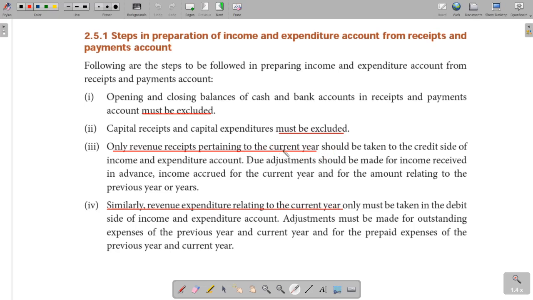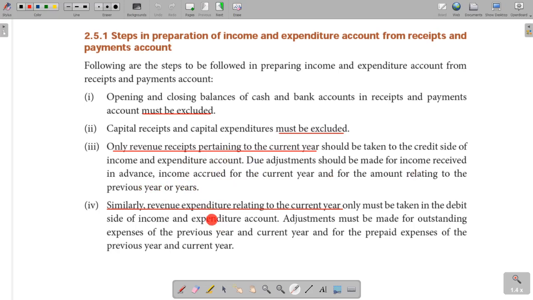Okay, now when you are going to include the current year's revenue receipts and revenue expenditure in the preparation of income and expenditure account, there will be some adjustments. What kind of adjustments? For example, there may be income received in advance or income accrued for the current year not yet received, or amount relating to the previous year or years. Like this, some adjustments have got to be done.